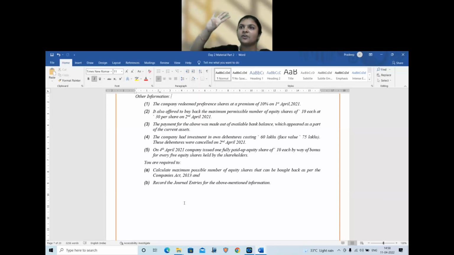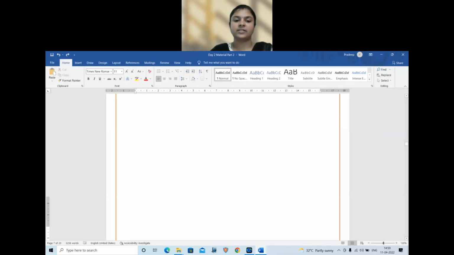So 4 scenarios are clubbed in this question. Preference redemption, buyback, then we have own debentures cancellation and we have bonus issue. So here we are going to calculate buyback considering all these factors. Calculate the maximum possible equity shares that can be bought back. That is what is going to be our focus of learning now. Journal entries, I'm very sure you will be able to do on your own. So let's focus on the conditions here, friends.